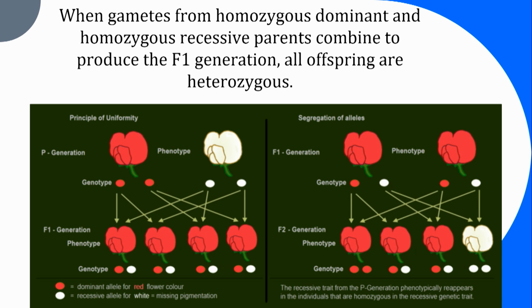When the gametes from homozygous dominant and homozygous recessive parents combine to produce the F1 generation, all offspring are heterozygous. So that's kind of what I was talking about. Both of the parents are homozygous for either the red or the white, but when we mix them together, now everyone in this F1 generation, they're all hybrids, they're all heterozygous. And remember that term hetero and heterozygous means different. And so what it's trying to tell us is that their alleles are different. They got one allele for red and they got one allele for white, and because that red one is dominant, the trait that we see is the red color, okay?